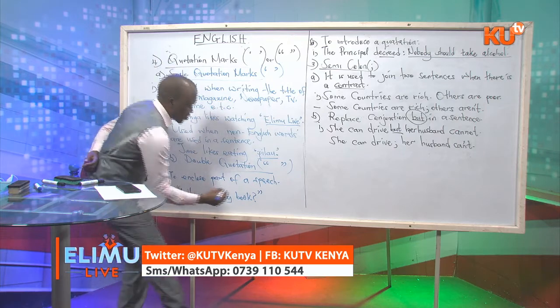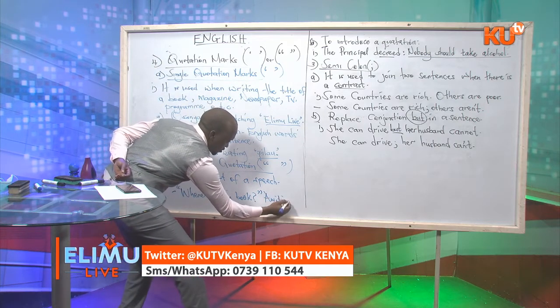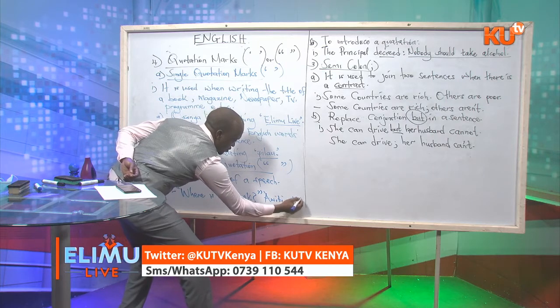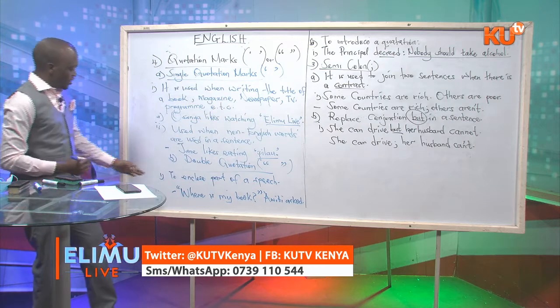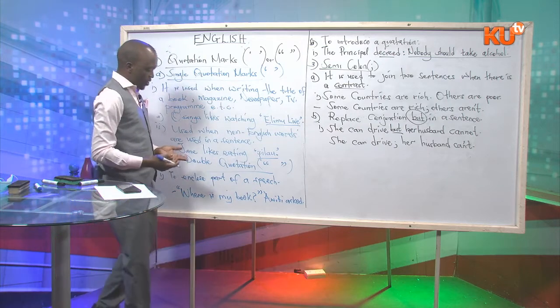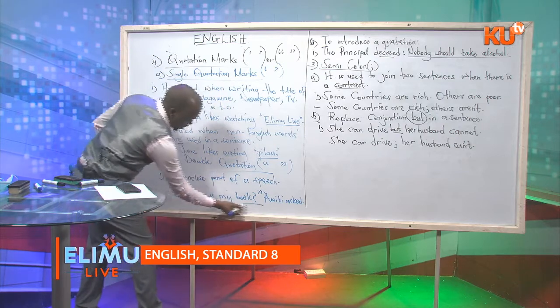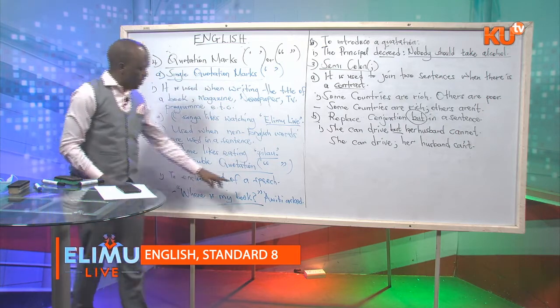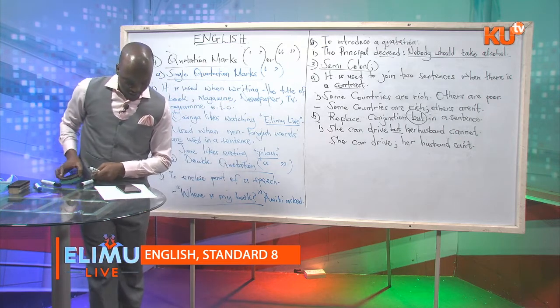"Where is my book?" Awiti asked. Now you look at the exact words that were spoken by Awiti: where is my book? So we use double quotation to enclose that.